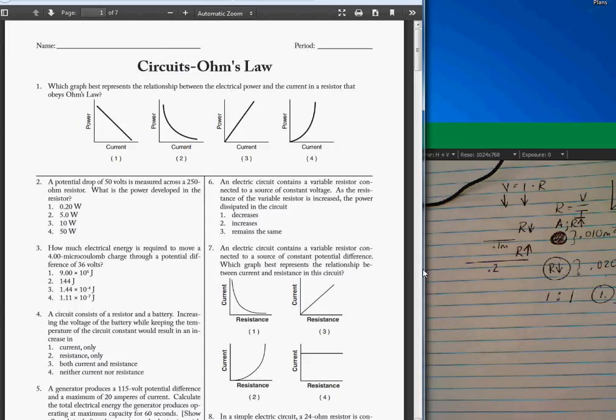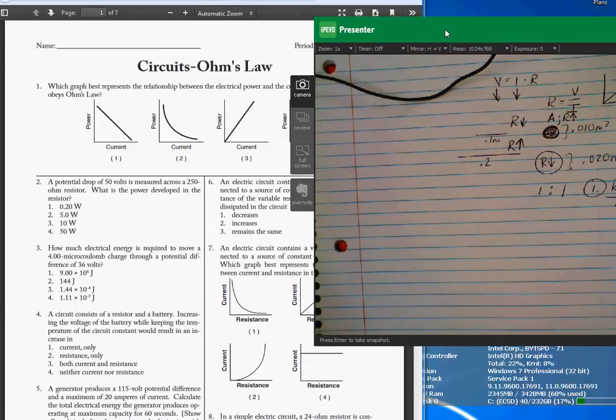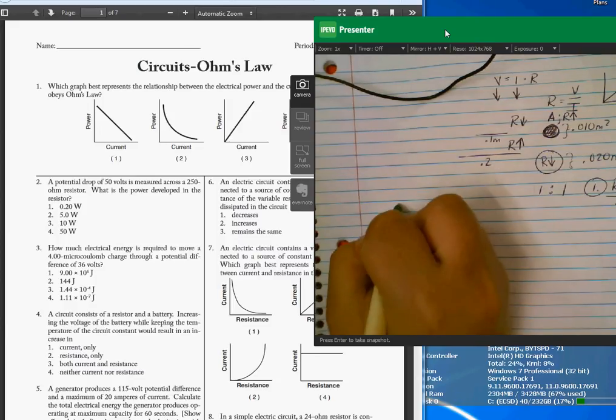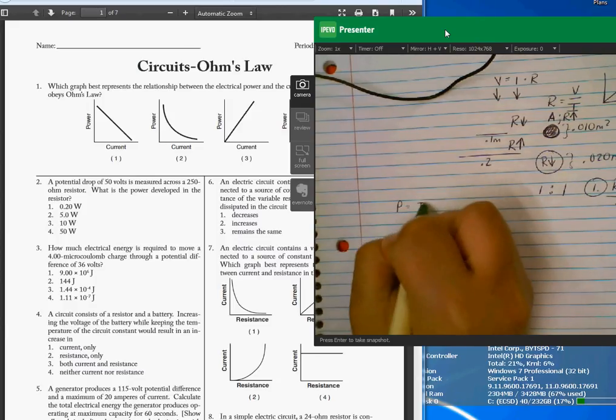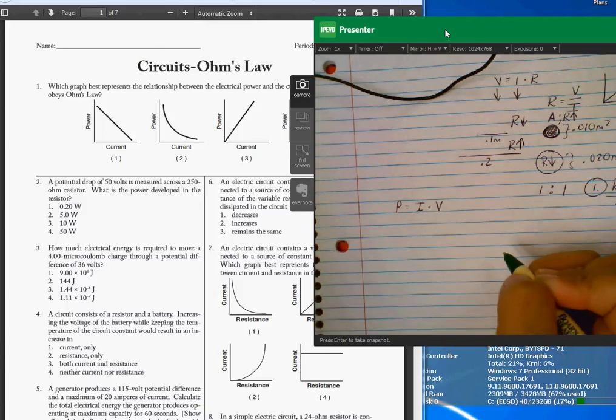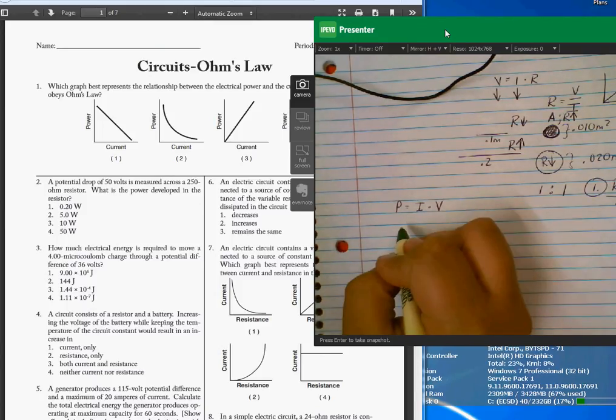Okay, question number 2. Question number 2 says a potential drop of 50 volts is measured across a 250 ohm resistor. What is the power developed in the resistor? So we need to figure out what power is, which is P equals I times V. Power, we need the current and we need the voltage.